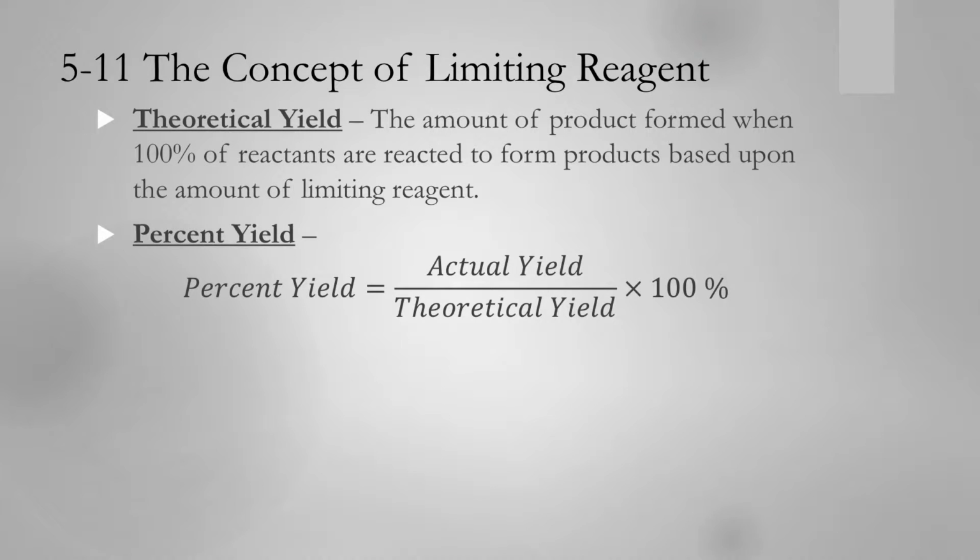The last concept for this chapter is theoretical yield and percent yield. The amount of product formed when 100% of reactants are reacted to form products, based upon the amount of limiting reagent, is the theoretical yield. That's basically what we're doing in the last couple of problems, calculating theoretical yields. The extra thing added here is percent yield. So you expect a certain amount to be produced, but if you get less than that, what percentage is it? The percent yield is the actual yield you obtain divided by the theoretical yield times 100%.